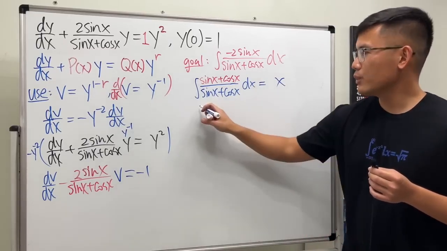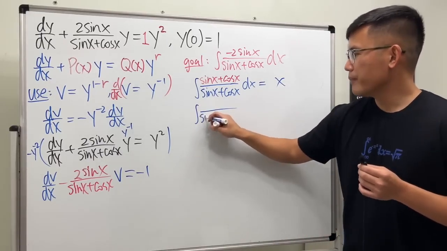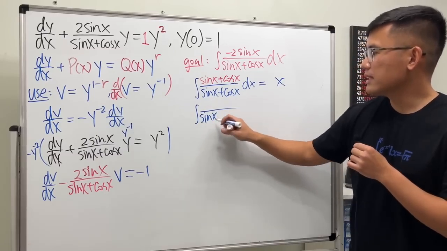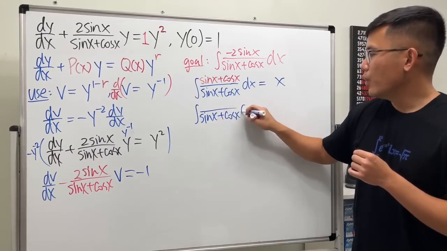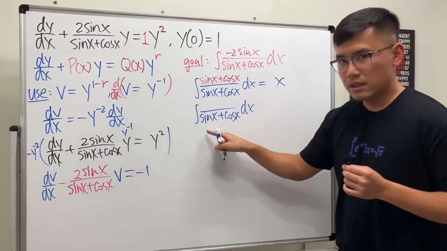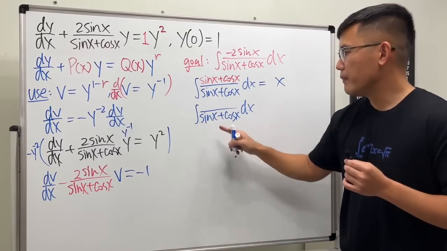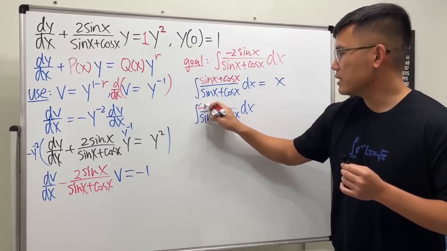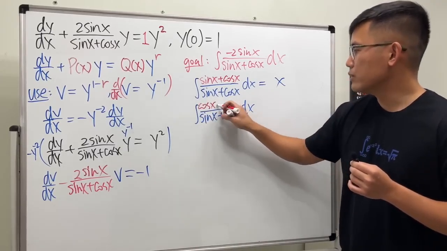Well, is there another integral that's also super easy? Yes, because when we have the denominator being sine x plus cosine x, wouldn't it be so nice if the numerator is exactly the derivative of the denominator? Namely, cosine x here, and then the derivative of that, which is negative sine x.